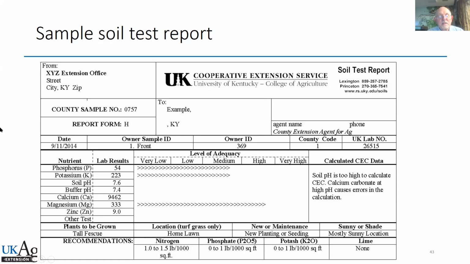Right? In some cases, I may be looking at the buffer pH, which is another way of determining how much lime, how much buffering capacity that soil has, which is another way of looking at pH. Calcium and magnesium are not always all that important. In some cases, I'll take a look at those. Zinc, on the other hand, I often look at if we're raising corn, okay? Corn has a need for zinc, and at certain pH levels, it can become inadequate. So we compare that if we're looking at corn, right?